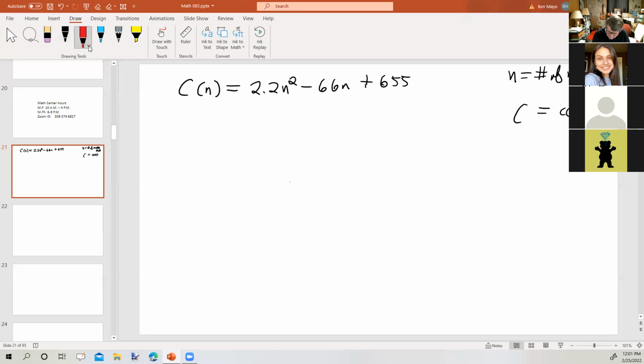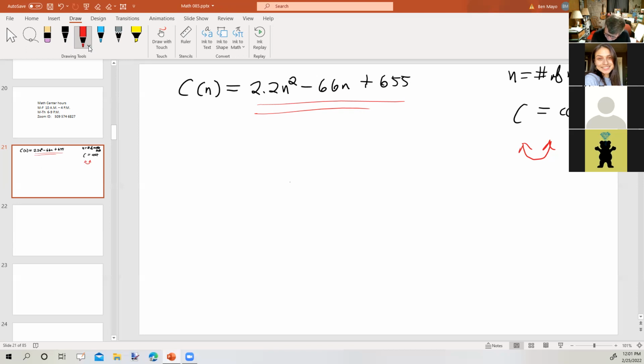Notice what we've got here. We have a quadratic function or second degree function. Also notice that a is 2.2. A is positive, which means this thing is going to open upwards, right? If a is positive, it opens up. If a is negative, it opens down. The question we want to answer is this: for what number of minutes, so that would be n, is the cost of running the machine a minimum?